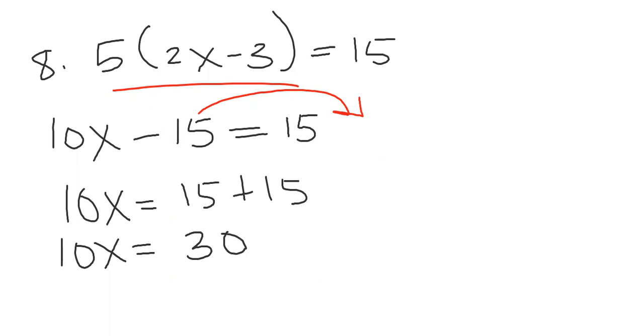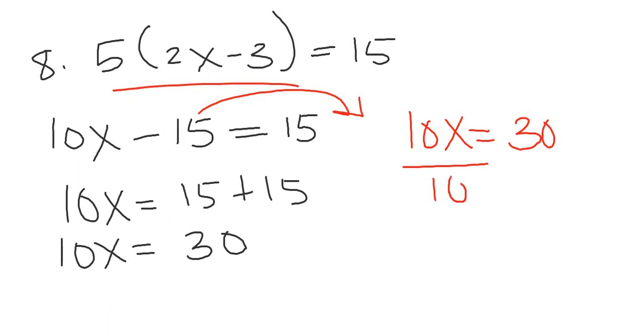Now, finding the value of x, or solving for x, we have 10x is equal to 30. We then divide by the coefficient of x, which is 10, and we do that on both sides. The numerator and the denominator are both the same, so they cancel out. So our final answer is x is equal to 3.